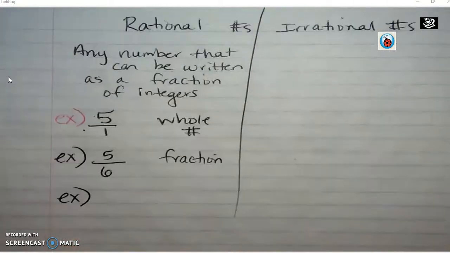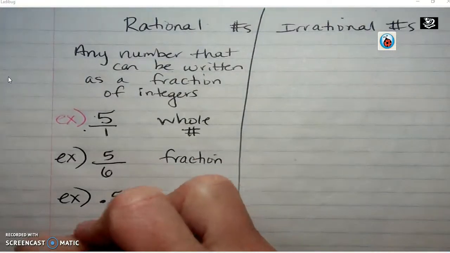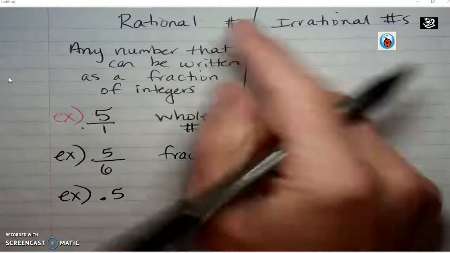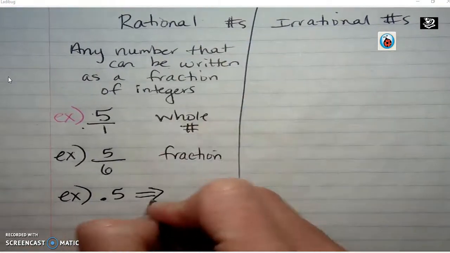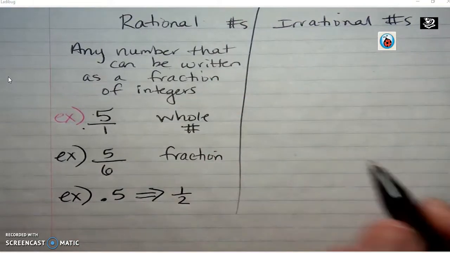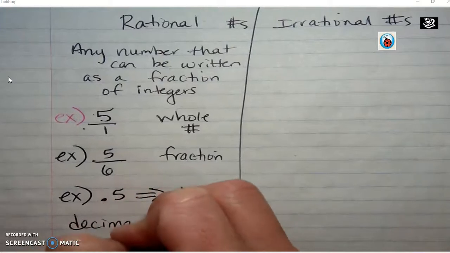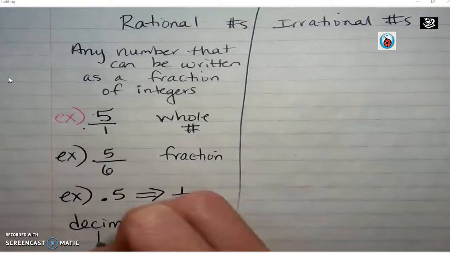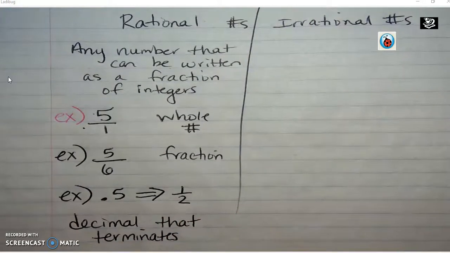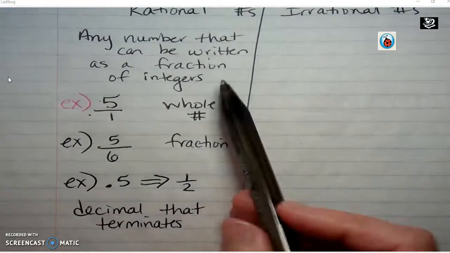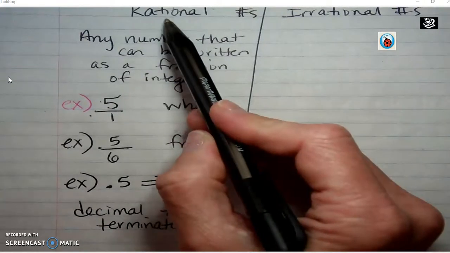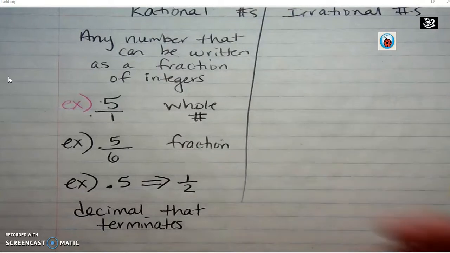What about something like 0.5? Is 0.5 a rational number? Yes, it can be written as a fraction of integers. It can be written as 1/2. Any decimal that terminates, that stops, can be rewritten as a fraction. Okay, so any decimal that terminates is a rational number. Okay.